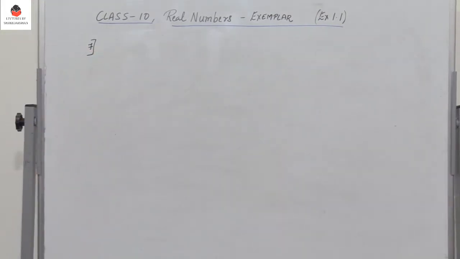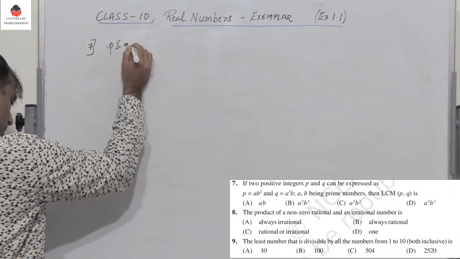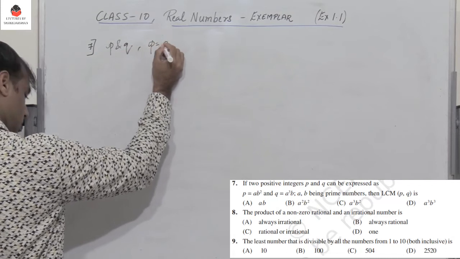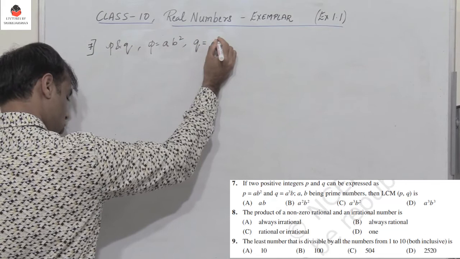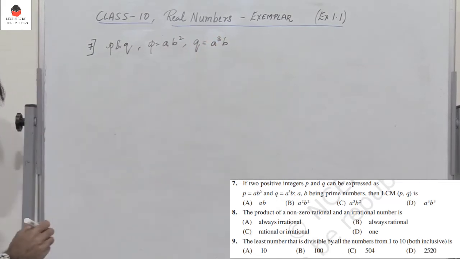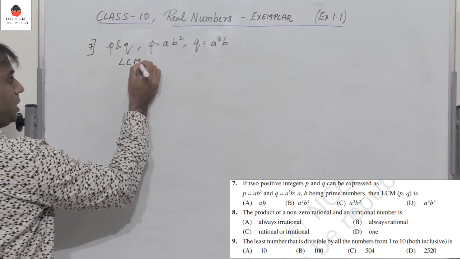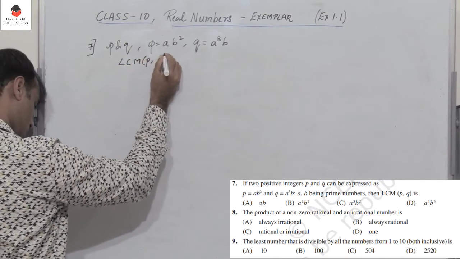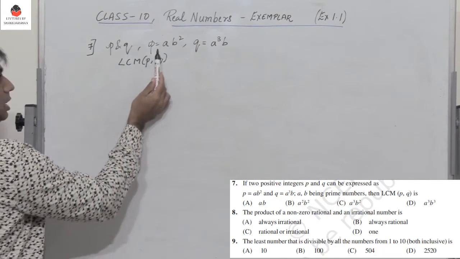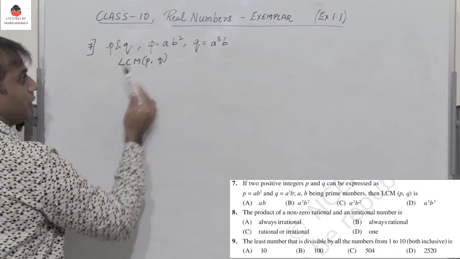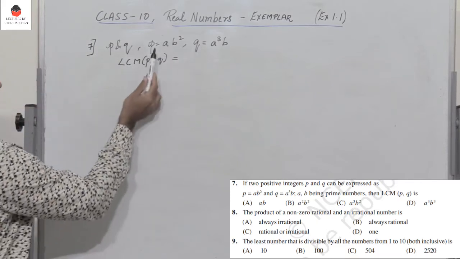Problem 7. We have two positive integers p and q, where p equals a b square and q is equal to a cube b. Again a and b are prime, so we need to find the LCM of p and q. So how do we find the LCM? To find the LCM, we have to find the highest powers of each factor.